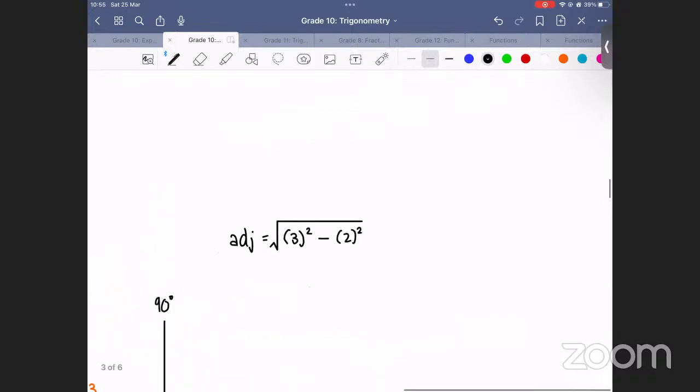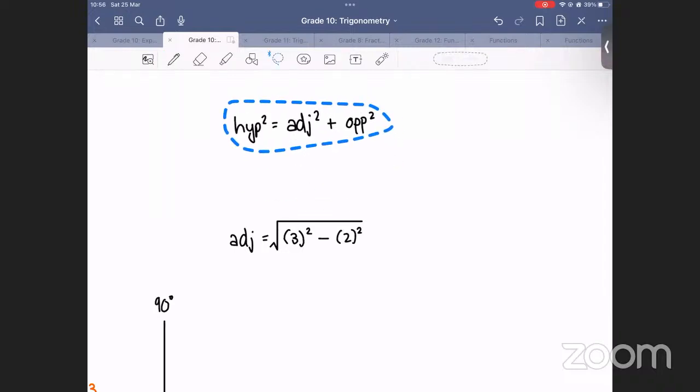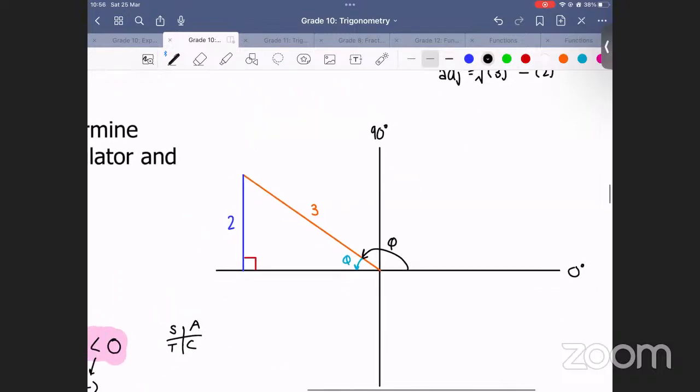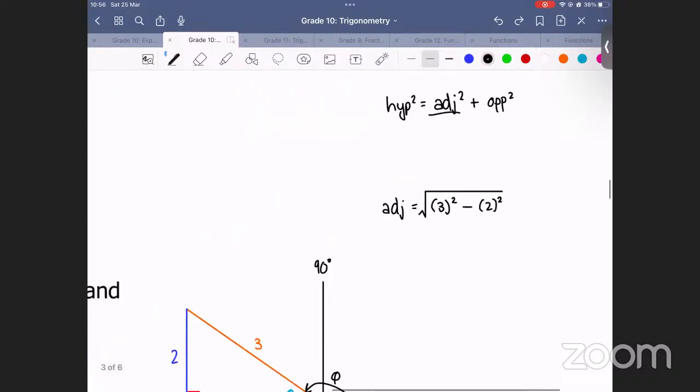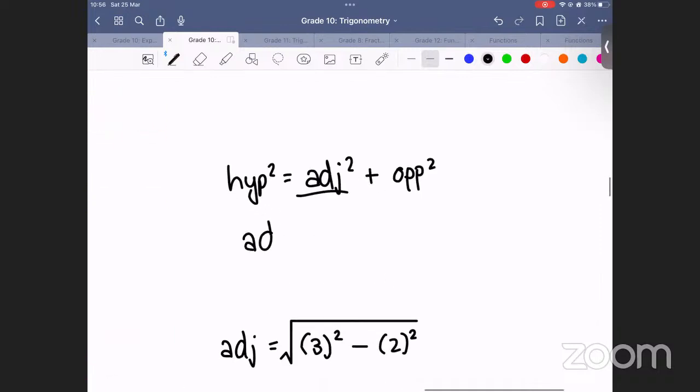Okay, how did I get that? Because remember, hypotenuse squared is equal to adjacent squared plus opposite squared. So now when we want to simplify, we have to take it over. I need the adjacent. I have the opposite. I have the hypotenuse. So I need to leave adjacent alone. Adjacent squared is going to be equal to, I take the opposite over to that side. It becomes hypotenuse squared minus opposite squared.